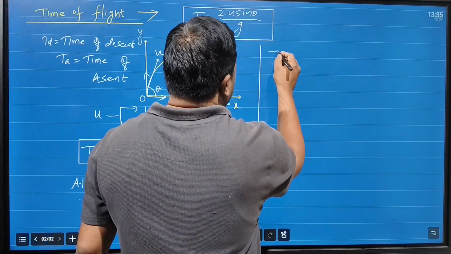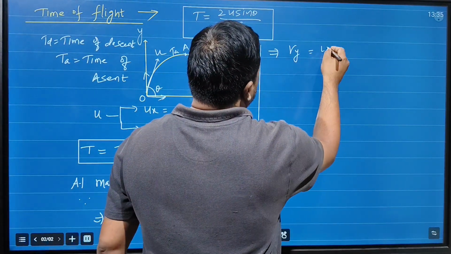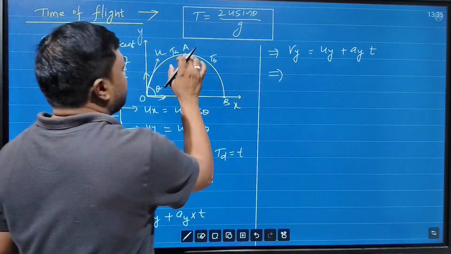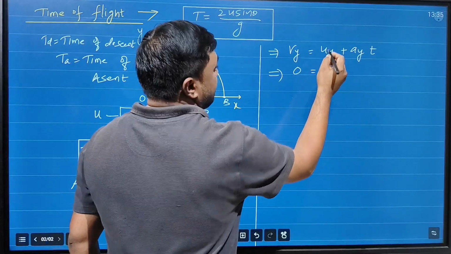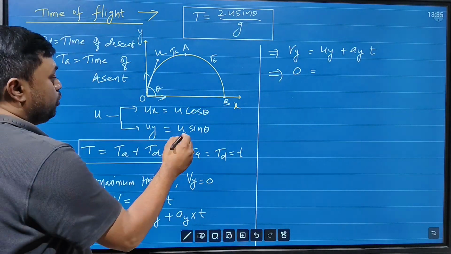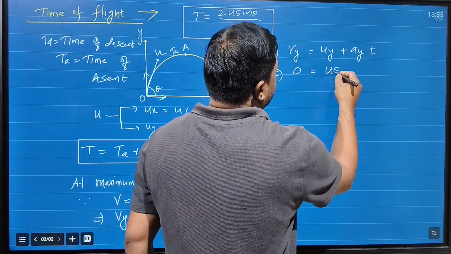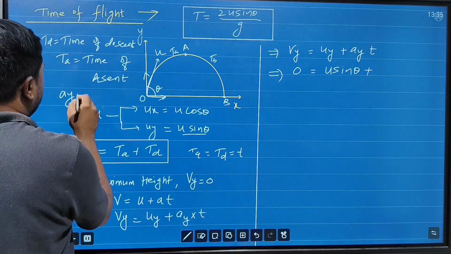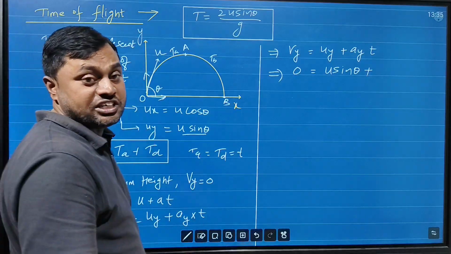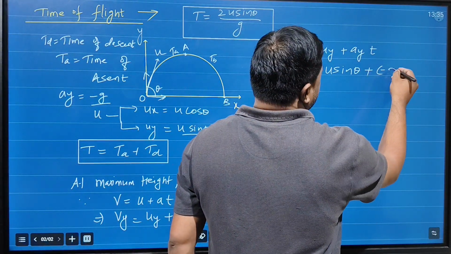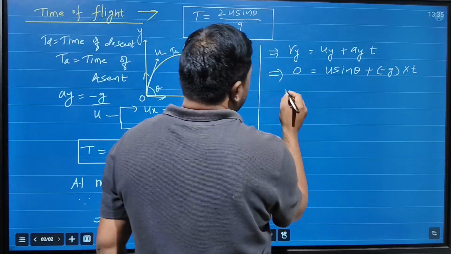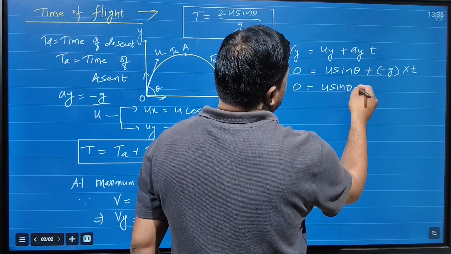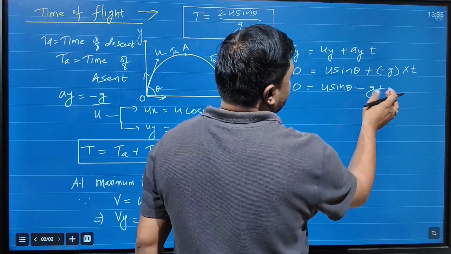Once again, write Vy is equal to Uy plus Ay into t. What is the final velocity at the maximum point? It is 0. What is the initial vertical component of velocity? Uy is u sin theta. Substitute the value u sin theta. What is the acceleration along the y direction when the particle is going high? It is minus g, into time t. So we can write 0 is equal to u sin theta plus into minus gt. Can we write minus gt?